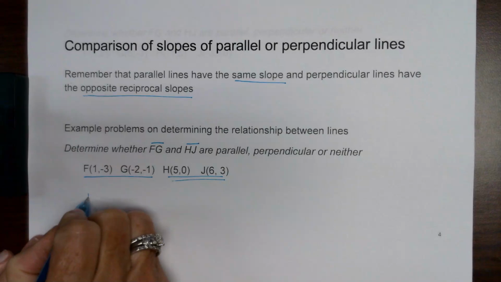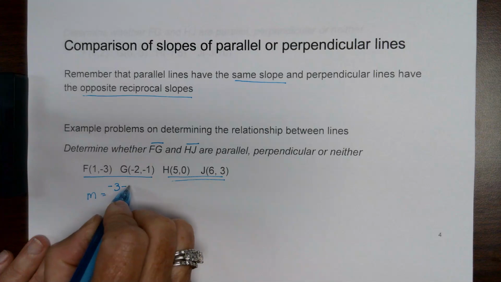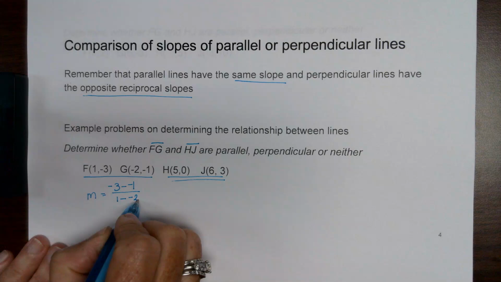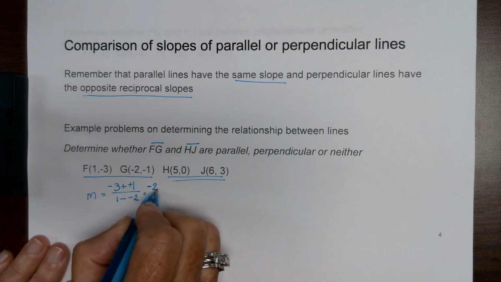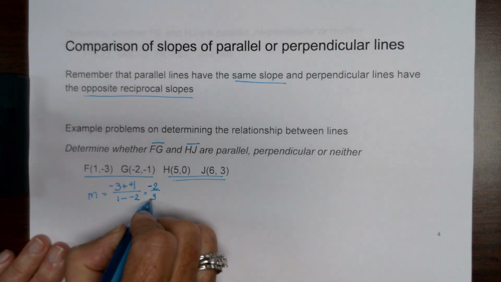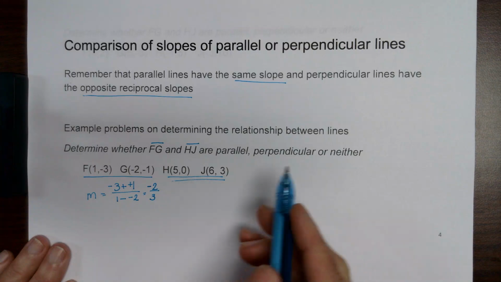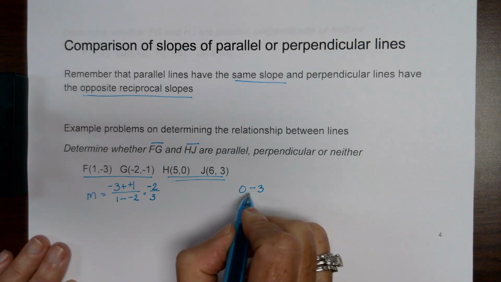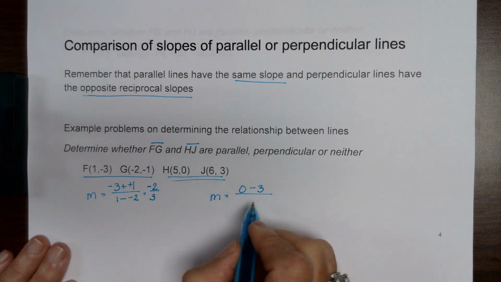So I want to find the slope of FG. So I'm going to go negative 3 minus a negative 1 over 1 minus a negative 2. I'm going to add the opposite there, so I'm going to get a negative 2 over a positive 3. So that is going to be the slope of FG. Then I'm going to do these two. So then I have 0 minus 3. It's the difference in the y's. And I have 5 minus 6.